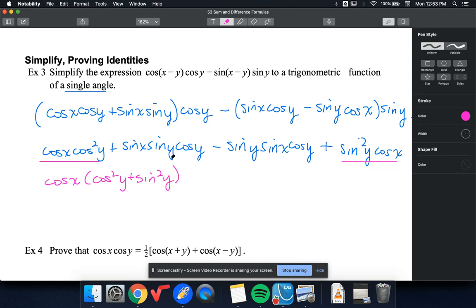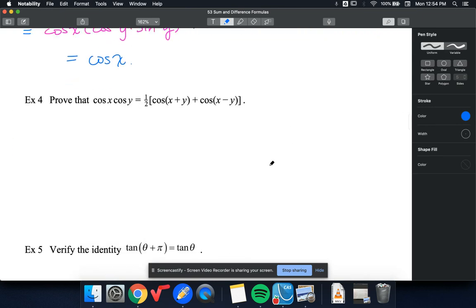And now looking at these terms, they're exactly the same, but I'm subtracting them. So that means that I'm going to end up with 0, which leads me to a single angle trig function of a single angle, which is just cosine of x. So that was fun. Let's see if we can prove this next one.